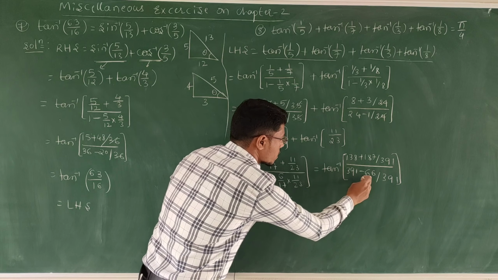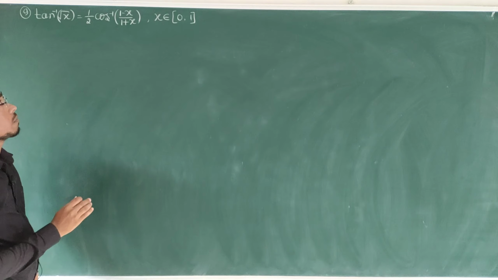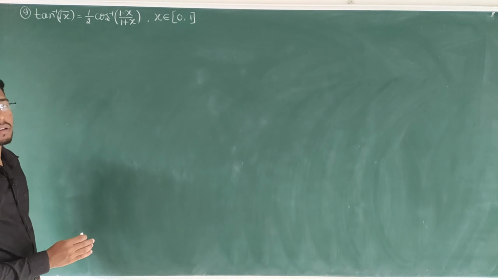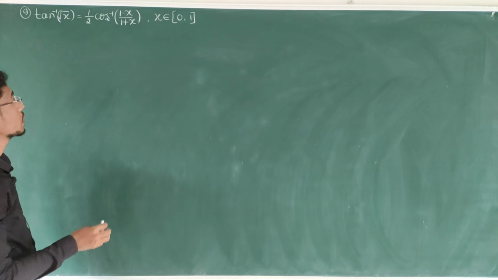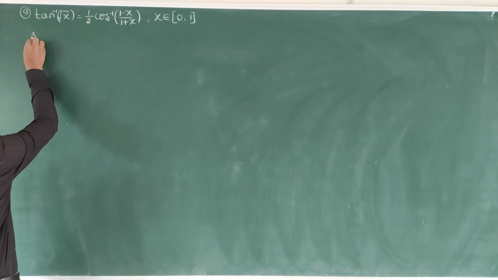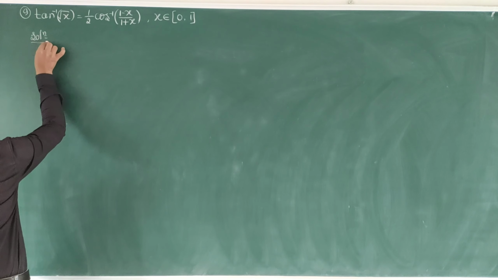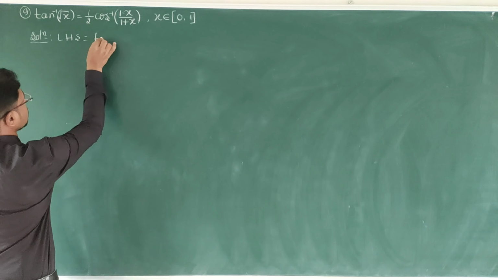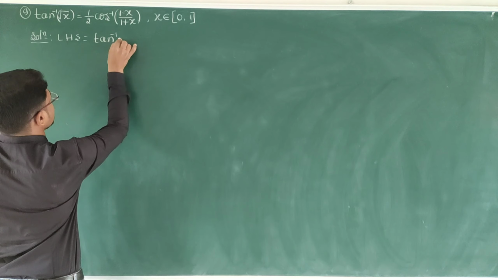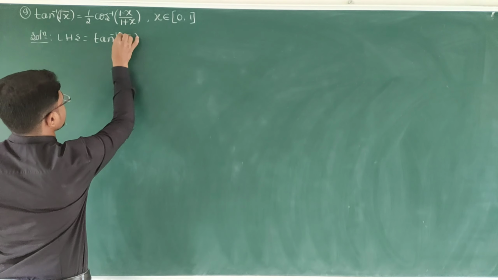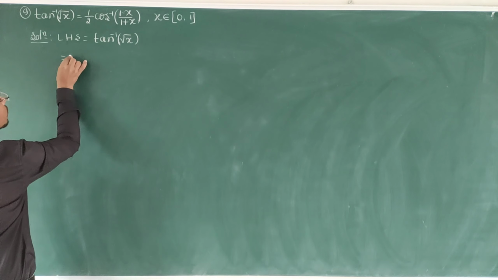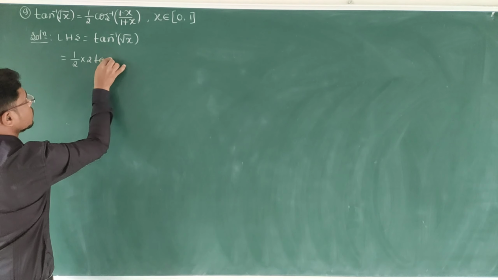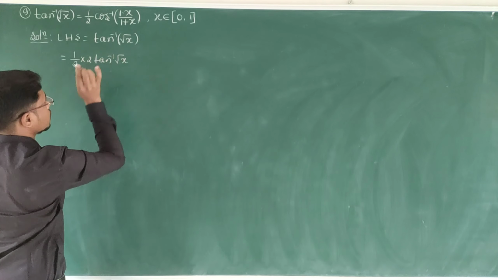See the next question. Tan inverse of root x is equal to 1 by 2 cos inverse of (1 minus x) upon (1 plus x), when x belongs to the closed interval 0 comma 1. Okay, solution is: consider LHS. Tan inverse of root x, right? This is equal to, I will multiply and divide by 2, tan inverse of root x.